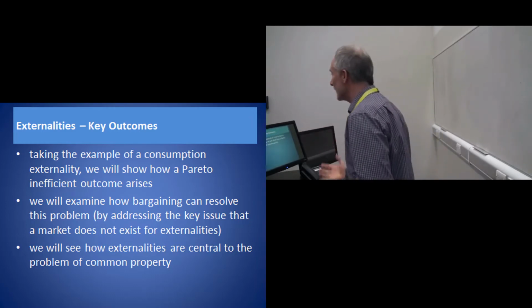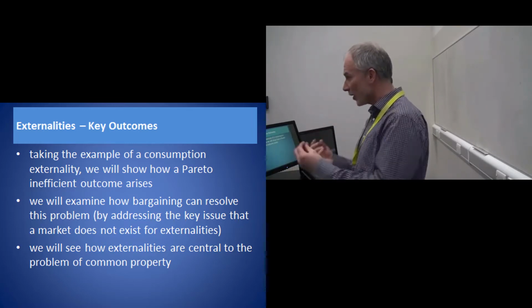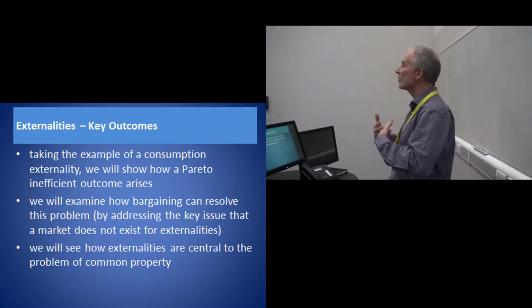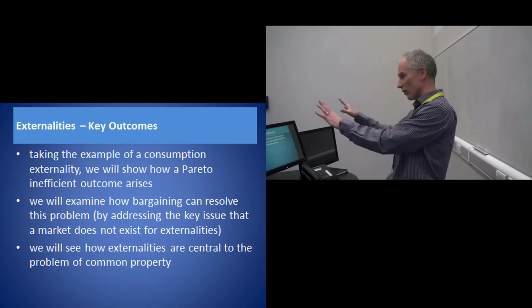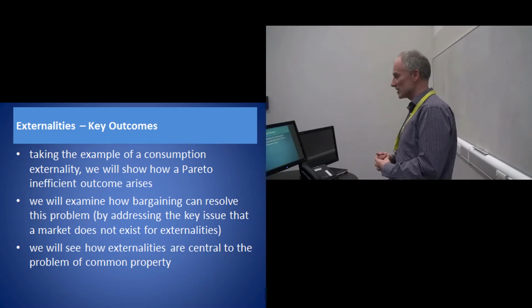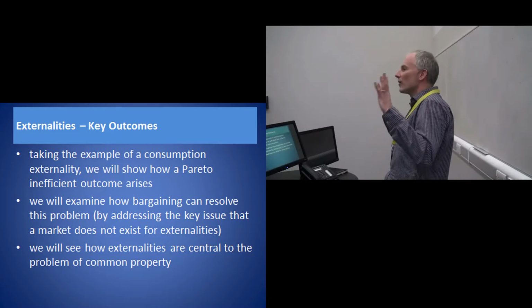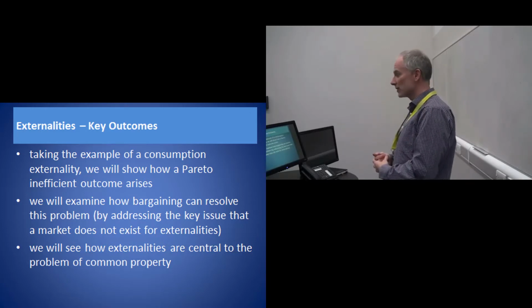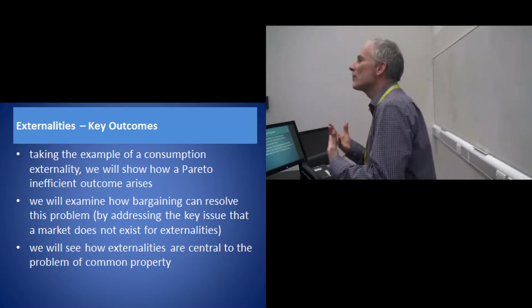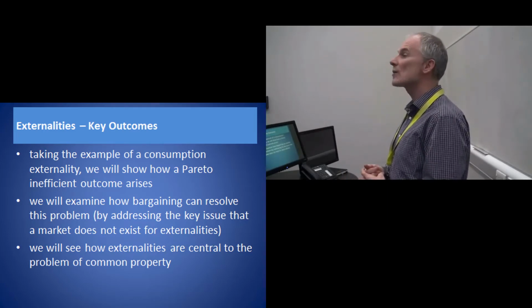It's going back again to this concept of Pareto inefficiency. That idea, if you can't make someone better off without making someone else worse off, that's a Pareto efficient outcome. Well, that's how we're going to measure our problems, our inefficiency with externalities, in terms of Pareto efficiency. But as well as looking at the inherent problems associated with externalities, we'll also see how bargaining can actually help resolve this problem.